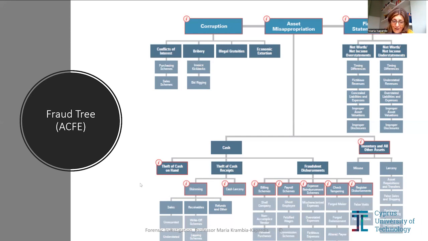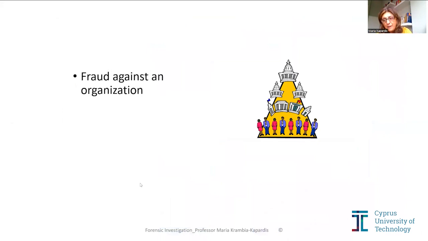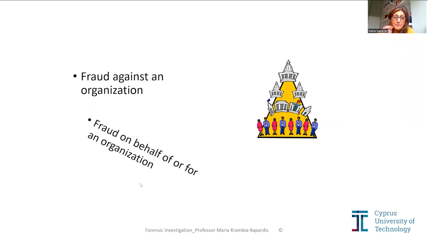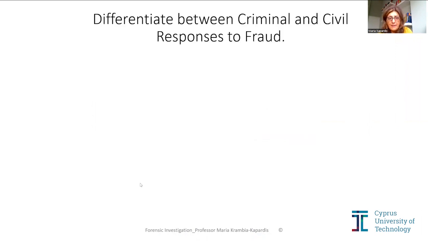So yeah, we don't have time to go through all of them, but please feel free to visit that website, identify the fraud tree, and be better aware of it. There may be fraud against an organization. Okay, so it might be its employees, its customers, a third person, a hacker gets into the system, or there may be a fraud on behalf of or for an organization. Okay, so the organization is stealing money from the government or some other company.